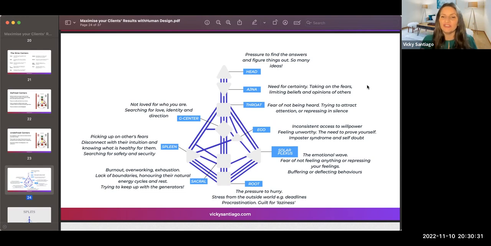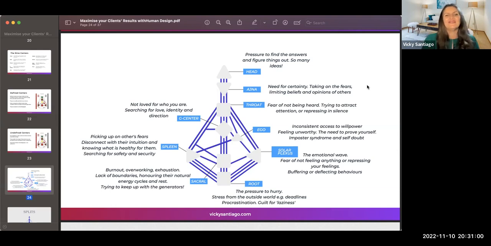If you have it undefined, then again, you can take on the emotions of other people around you, or maybe you fear not feeling anything, or you repress your feelings. That can come up as well. Doing these behaviors to avoid feeling your feelings, right? Like drinking, or over exercising, or whatever these overdoing types of behaviors are that they often come for hypnotherapy for.